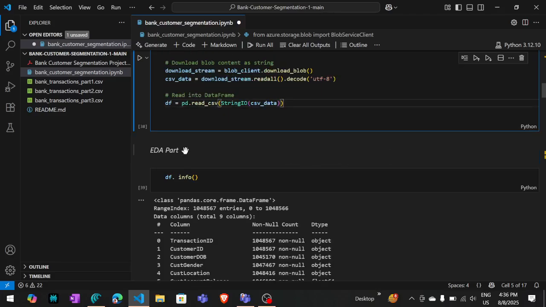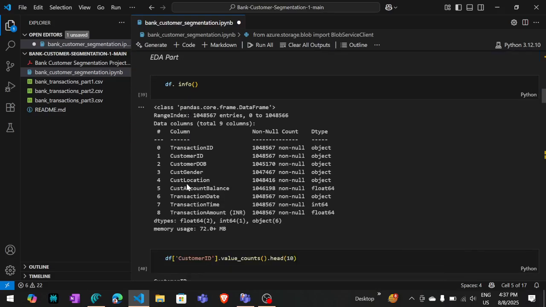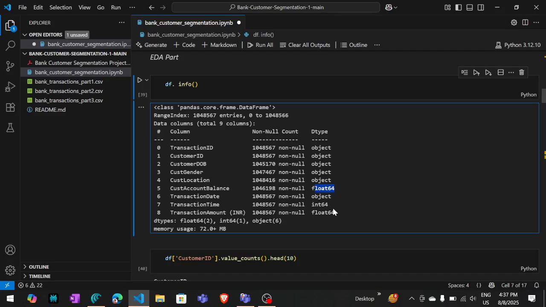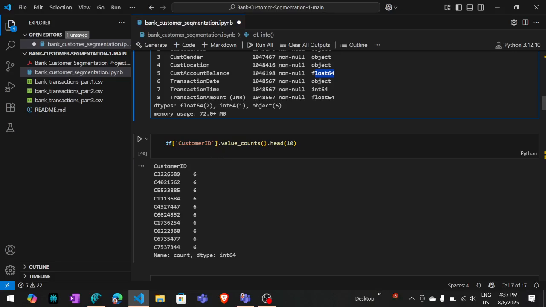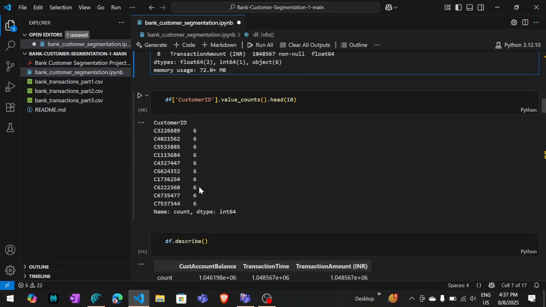Okay. Now comes to the EDA part. EDA stands for Exploratory Data Analysis. First of all, I have done the df.info function, which gives me the names of the columns, their non-null count and their data types. I can see that customer account balance is of float type, and transaction time and transaction amount are of integer and float type respectively. If I do the value counts of customers and take the head, I get to know that the maximum number of transactions for a customer is at max 6.